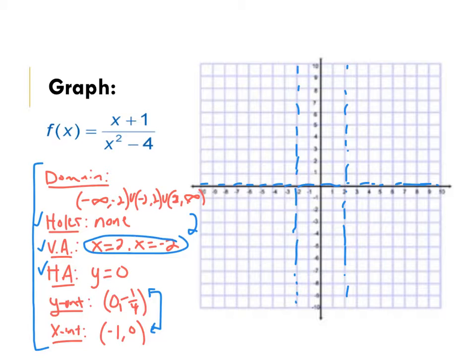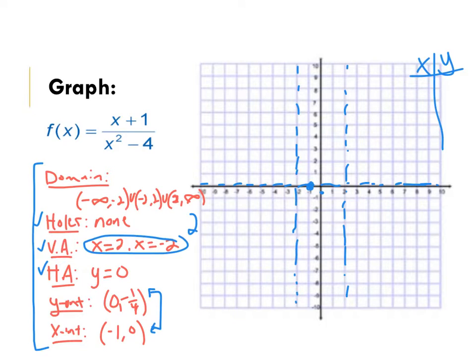We know this function crosses at -1, 0. And we also know that it crosses at 0, -1/4. So it's kind of hard for us to sketch the graph just with these conditions, so we might need a few other points to plot. If we set up a table, or you can use your calculator table feature, there's a couple nice points we can plot.